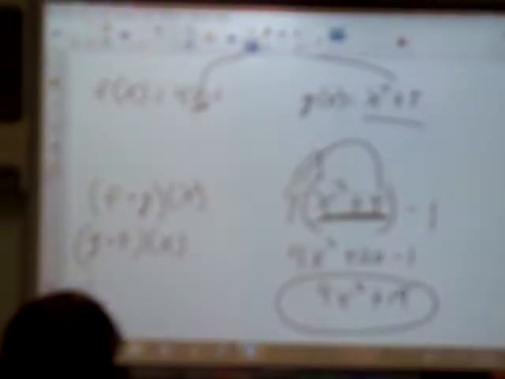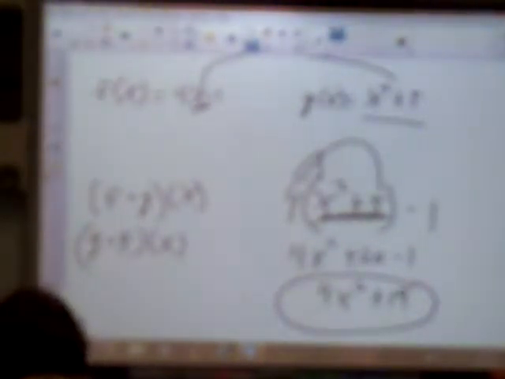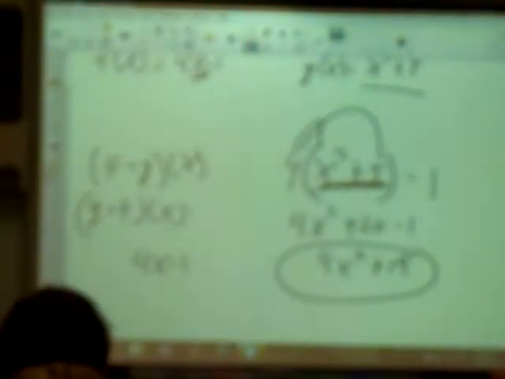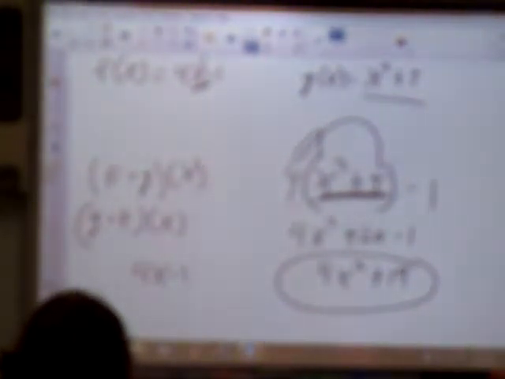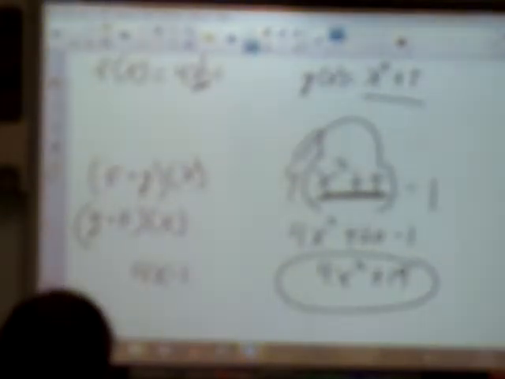Alright, so we're going to write the f1 first on this one. So we're going to write 4x minus 1. Now, that 4x minus 1 has to go in the x spot of the g one, so that whole thing needs to be squared, plus, and then add 5 to it.